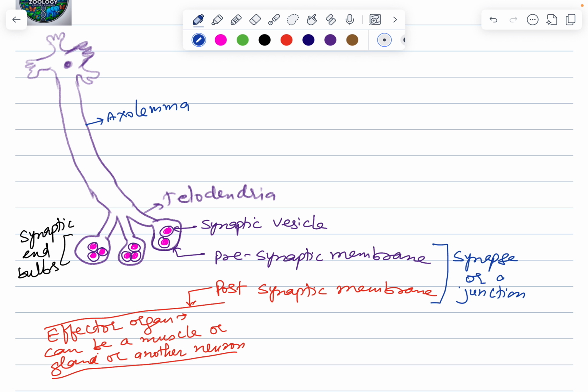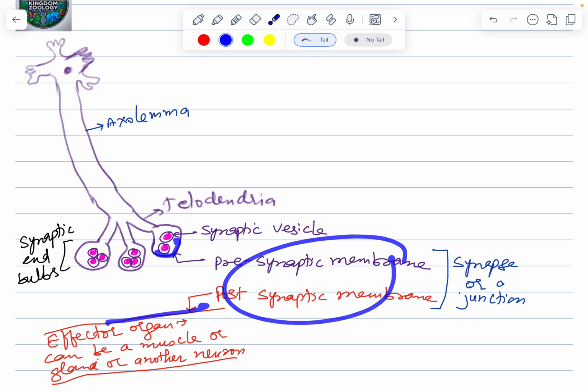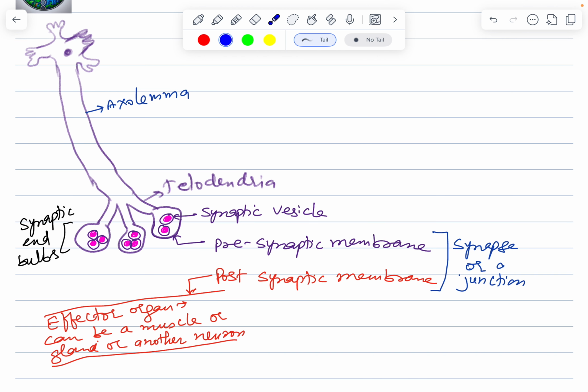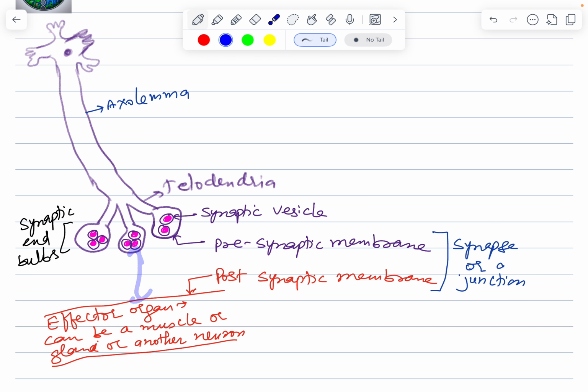The pre and the postsynaptic membranes of the neuron and the effector organ are together referred to as the synapse or the junction. But we have called it a junction just because of their proximity to each other. Is there any actual physical junction between them? Not at all. We can clearly see that this is here and this is here. There's a gap between them. So they're called a junction together because of the proximity or the closeness. But in reality, there is no real junction. In reality, what exists between them is a gap or a space.